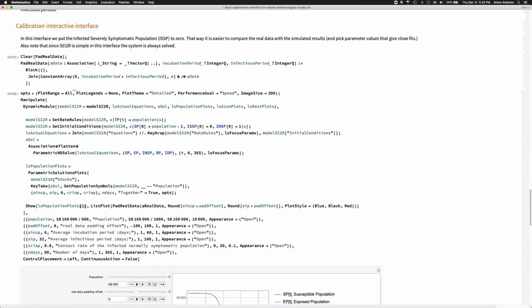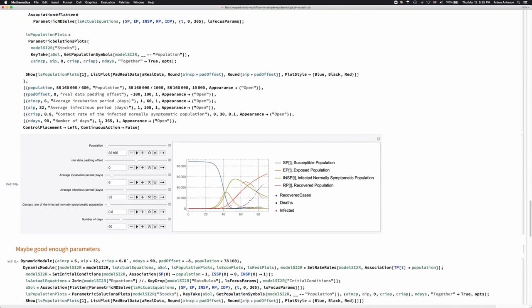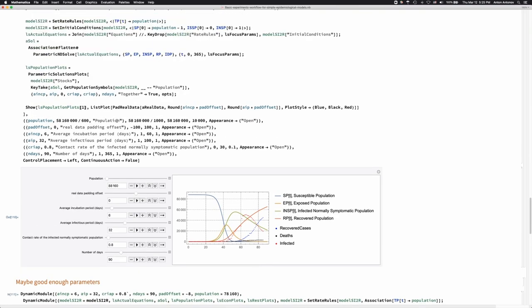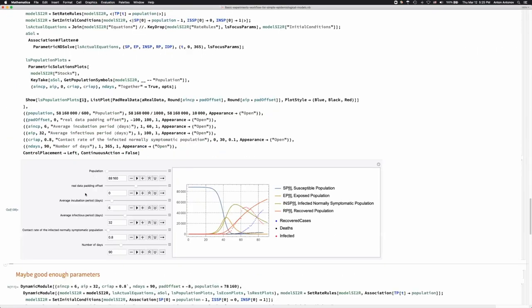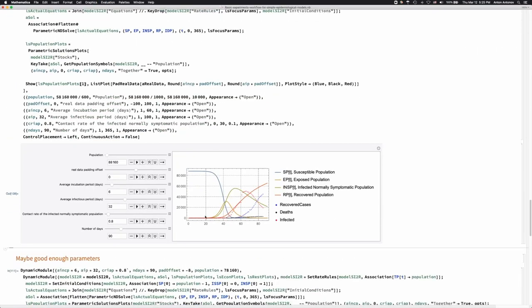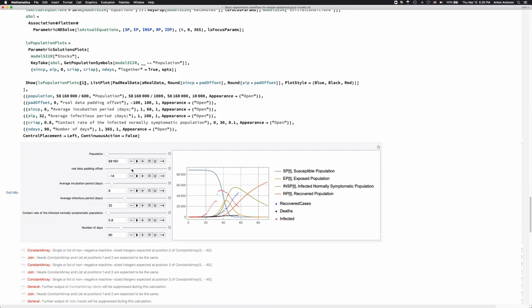Here I have changed the interface I was showing above to be somewhat simpler and more ad hoc for attempting calibration. If I evaluate all these functions here, I might want to see how I can adjust things. My real data is these dots shown here: recovered cases, deaths, infected, and my simulated solutions are the continuous lines. If I want to change something and see that this was counterproductive, I might try to adjust it.